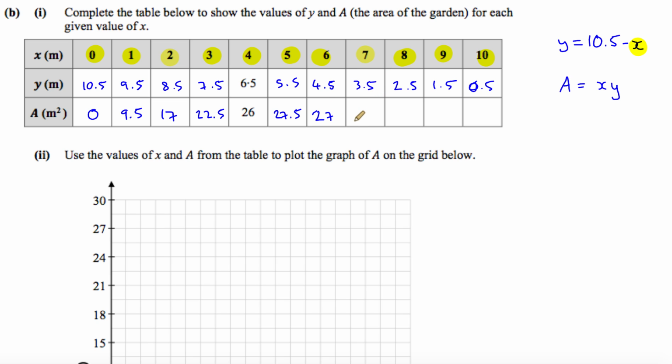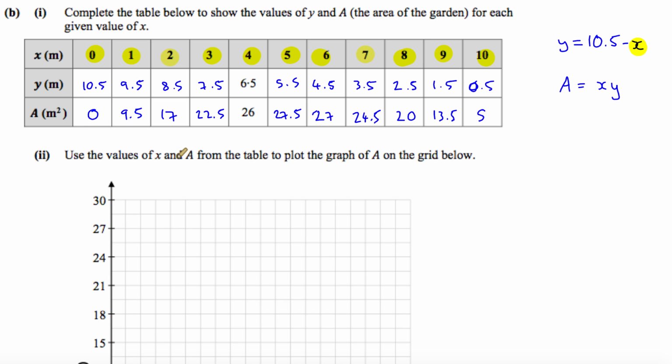7 times 3.5 is 24.5. 8 by 2.5, that leaves 20. 9 times 1.5, 13.5. And 10 by 0.5 is 5, 10 halves. Okay, so that's the table filled in.